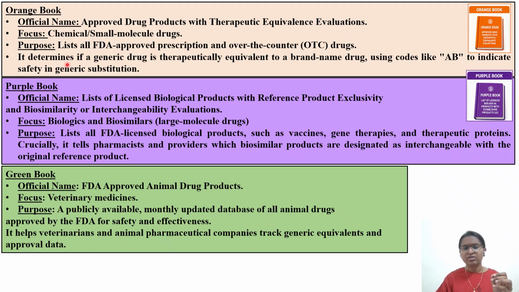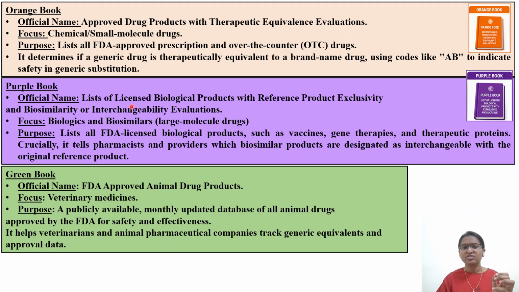The Orange Book determines if a generic drug is therapeutically equivalent to a branded name drug using codes like AB to indicate the safety in the case of generic substitution. So this particular Orange Book contains small molecular drugs which are both IND, NDA, as well as ANDA type of listed drugs.